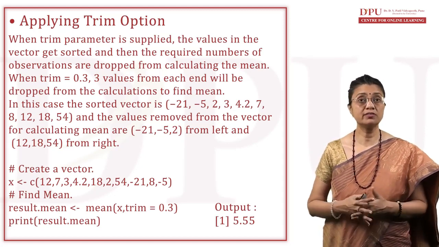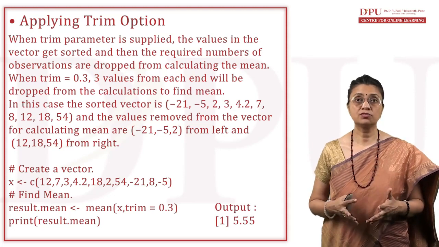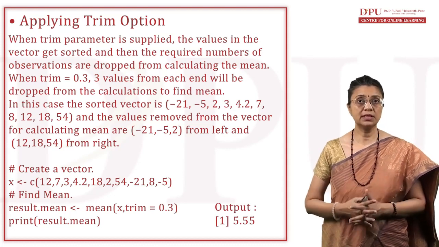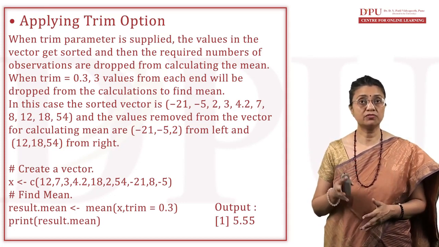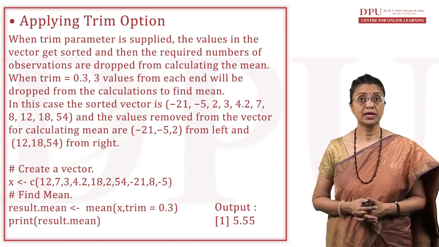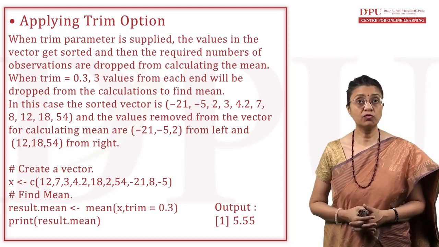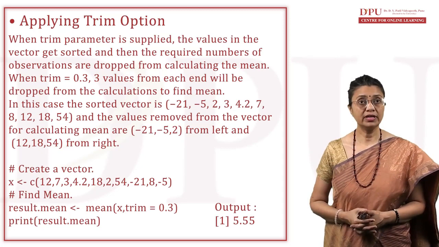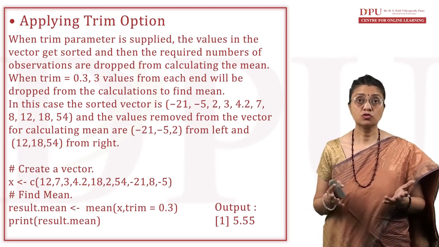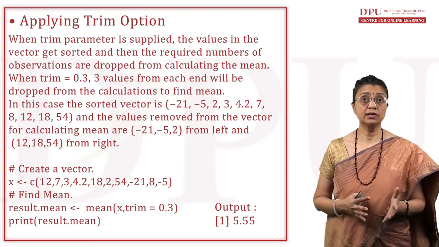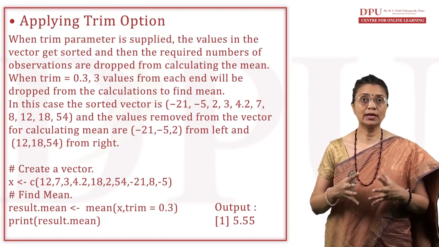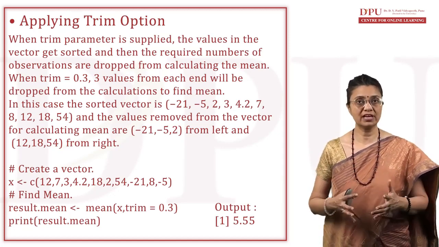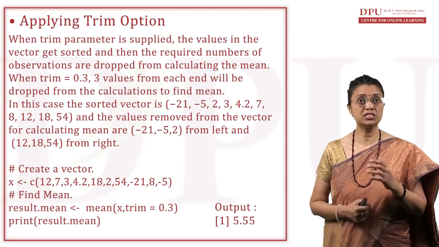In this case, the sorted vector is minus 21, minus 5, 2, 3, 4.2, 7, 8, 12, 18, and 54. You can see that three values from the left-hand side and three values from the right-hand side are in black color. The values removed are minus 21, minus 5, and 2 from the left, and 12, 18, 54 from the right. So what is left with us? We are left with 3, 4.2, 7, and 8. So the actual mean will be calculated only for these four values.